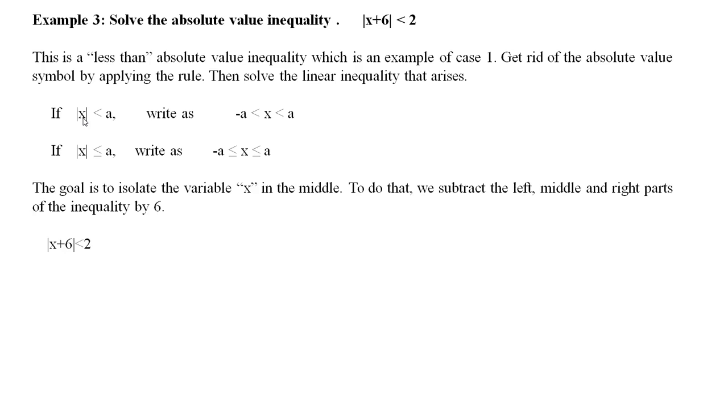Now if the absolute value of x is less than a, we consider condition 1 of case 1. The absolute value of x plus 6 is less than 2. So we can express this as x plus 6 greater than minus 2. As we all know, when we multiply an inequality by a minus sign, the sign of the inequality will be changed. So if x plus 6 is less than 2, in negative form we can express it as x plus 6 is greater than minus 2 and x plus 6 is less than 2.